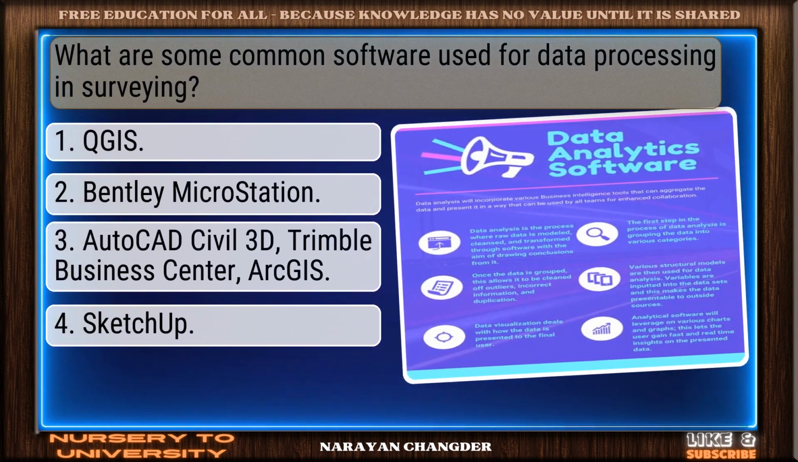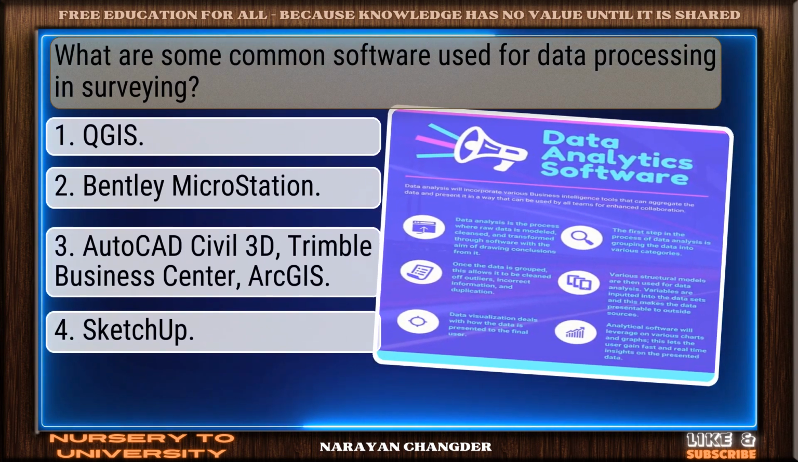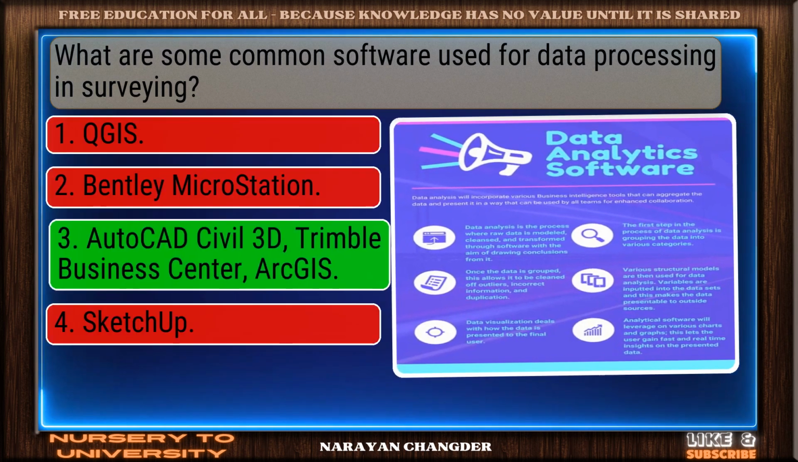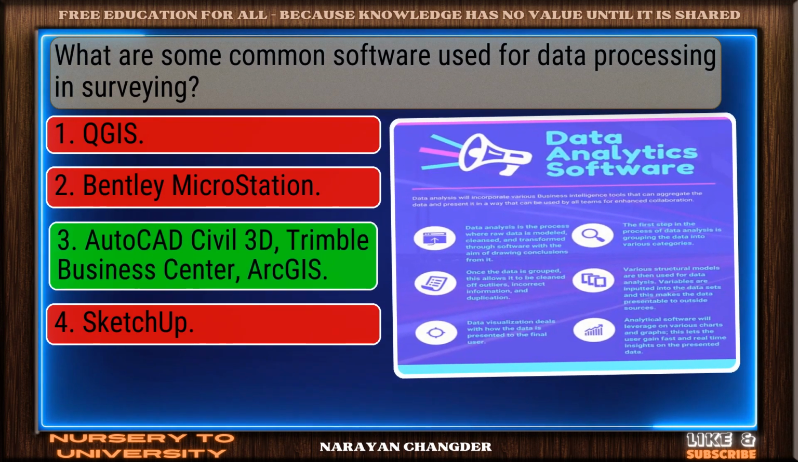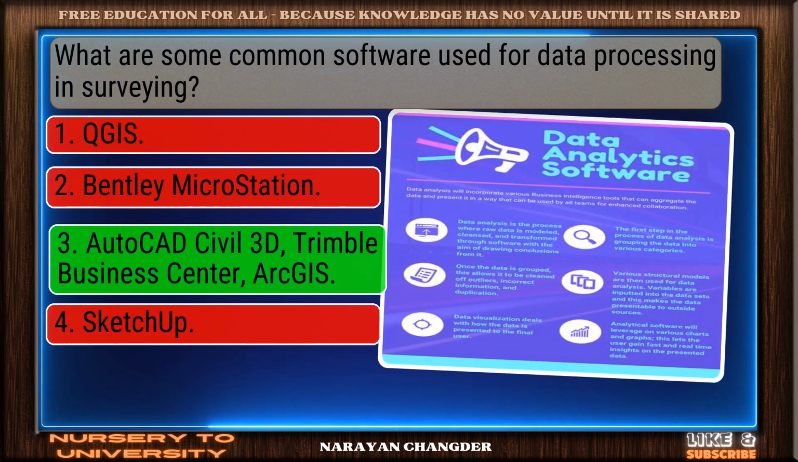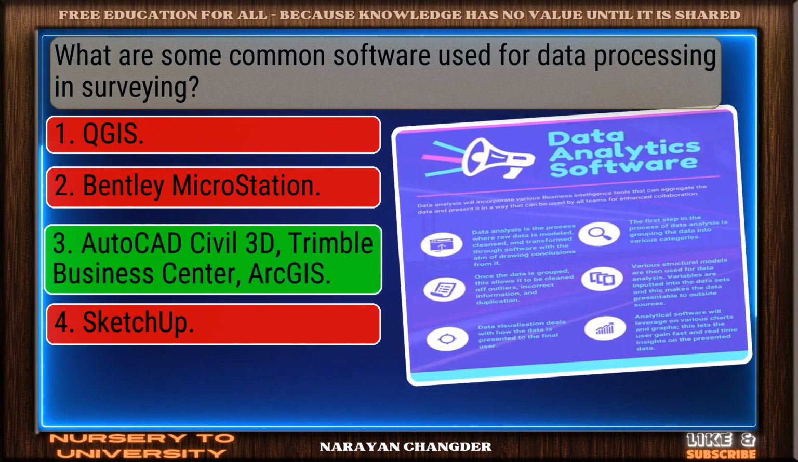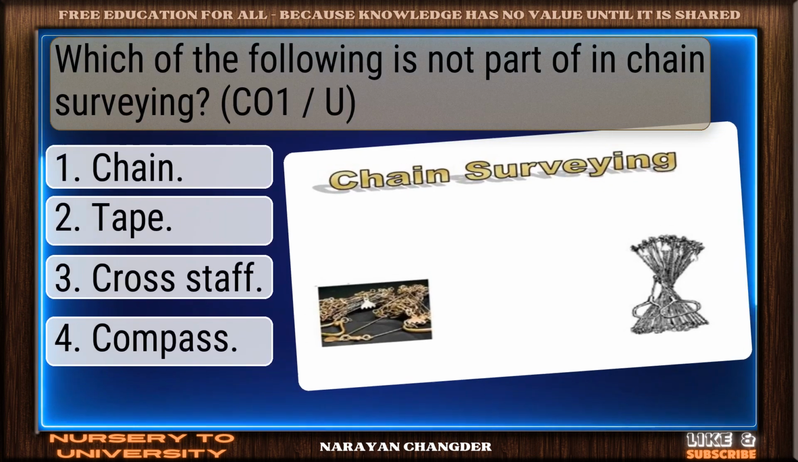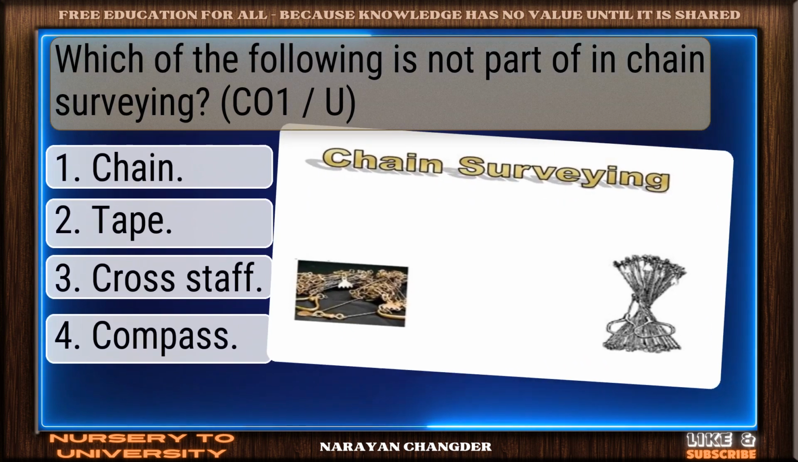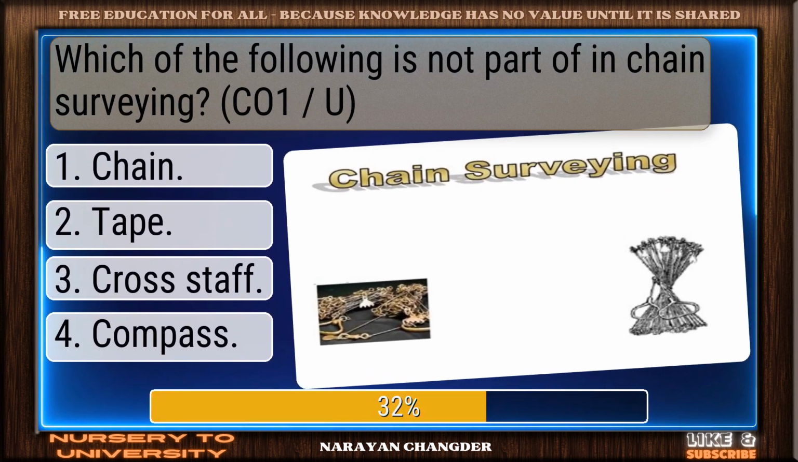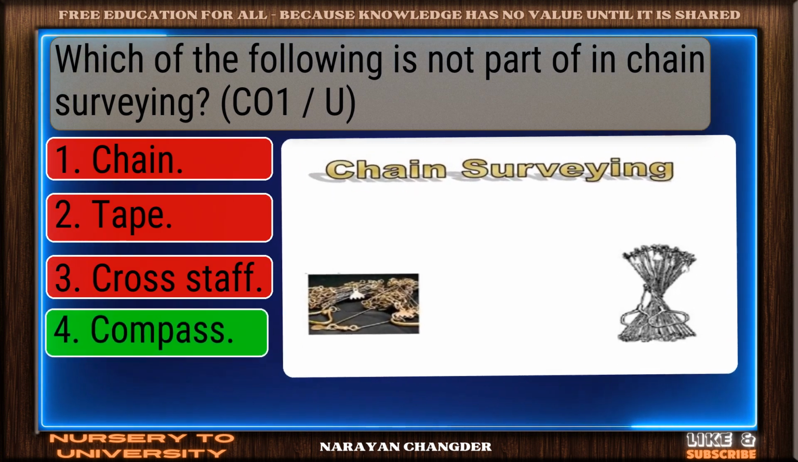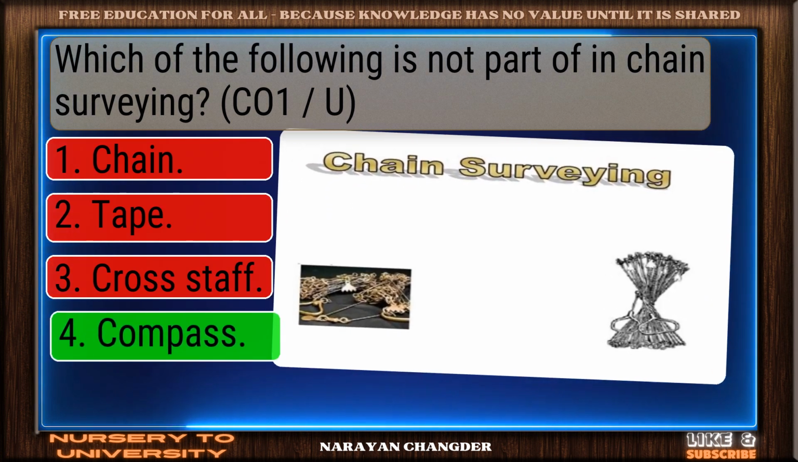What are some common software used for data processing in surveying? Strong choice. AutoCAD, Civil 3D, Trimble Business Center, ArcGIS is the right answer. Which of the following is not part of chain surveying? Nicely done. Compass is a solid answer.